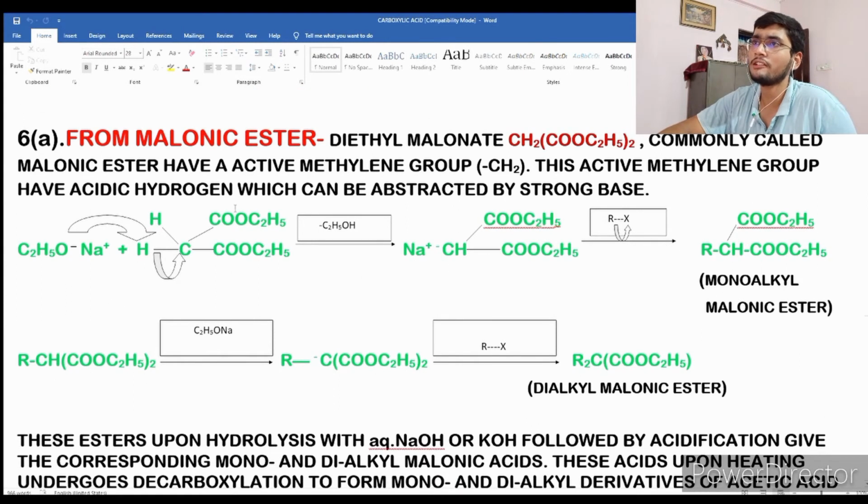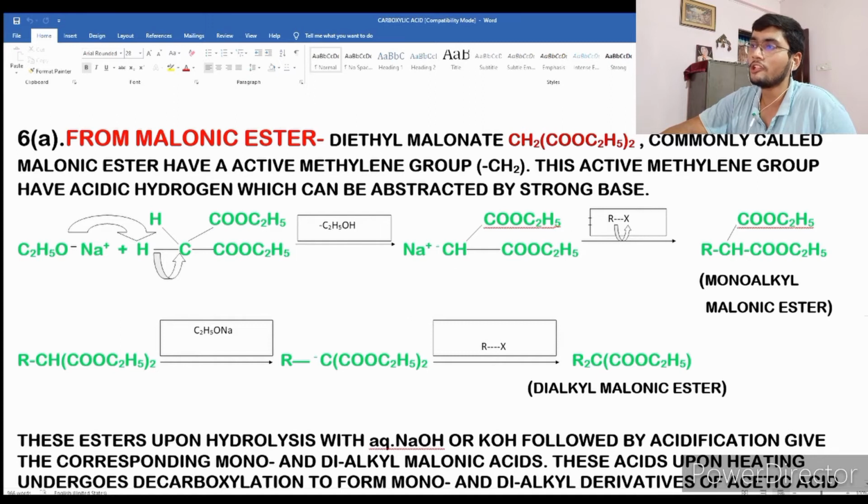Here I have written diethyl malonate. Here is a methylene group with two acidic hydrogens. Because it is an acidic hydrogen, we can abstract it with a strong base. I have taken a strong base here, sodium ethoxide. Because the hydrogen of the methylene group is acidic in nature, it will get abstracted as H plus, and the O minus will get attached to it. So ethanol will be removed, and what we get here is a carbanion. Na plus is getting attached here because of electrostatic force. Now here is a carbanion.